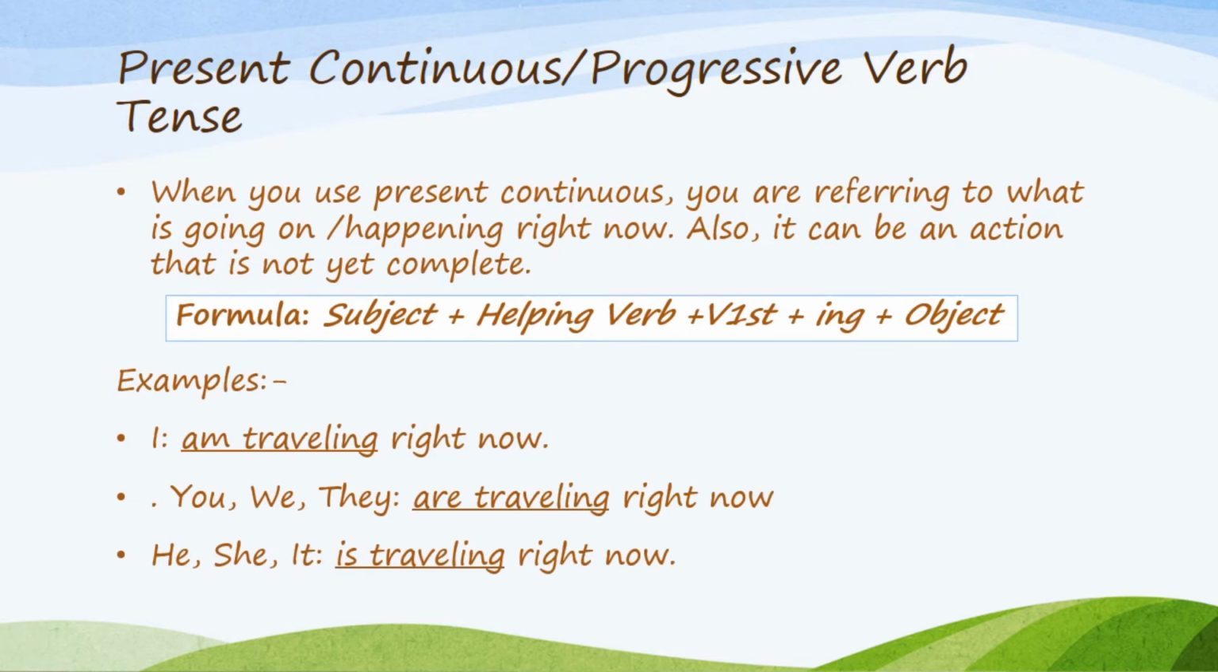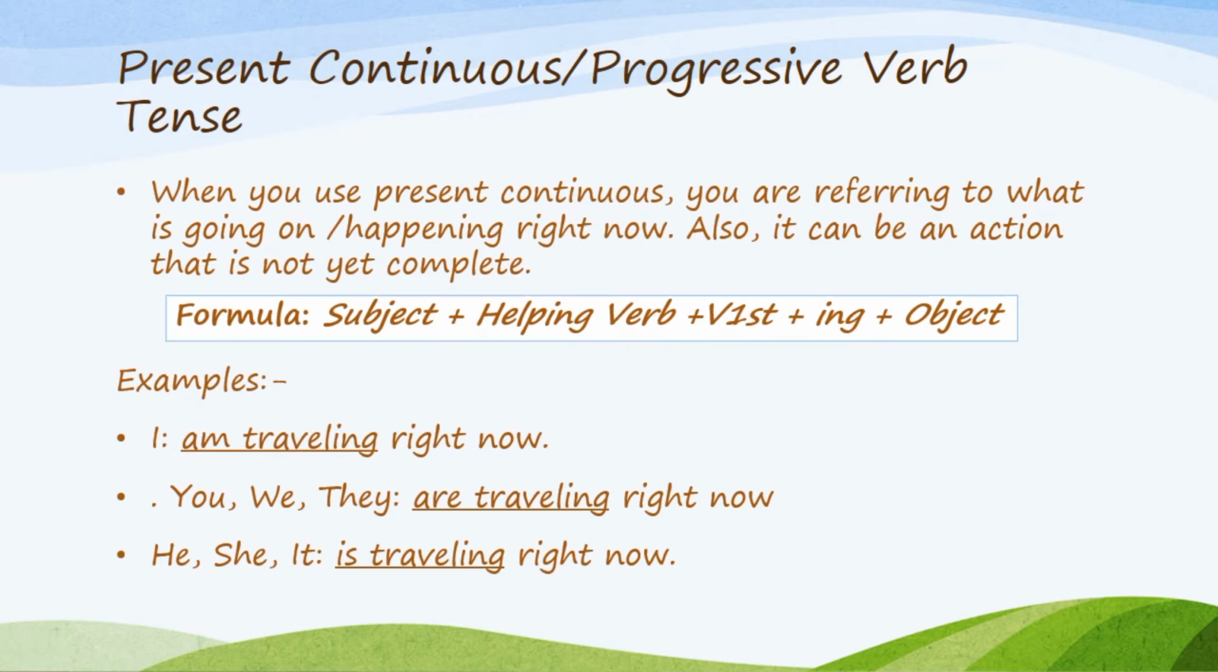We have our third example here. He is traveling right now. So, for the pronouns like he, she, or it, we will always use "is" with the first form plus ing, which we call the fourth form of verb. And we can say that the verb and the object will always be the same, only the subject and helping verb will be changed, right? So this is the concept of present continuous or present progressive tense, right?